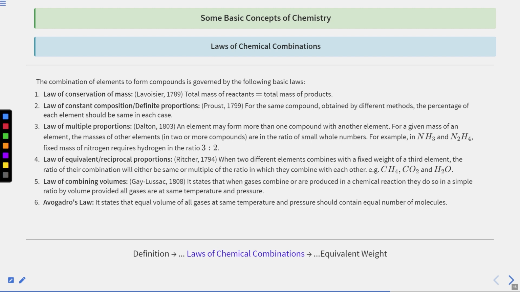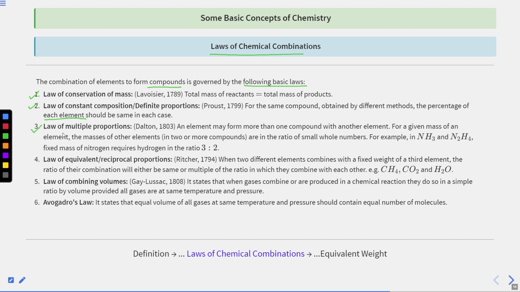Moving on to laws of chemical combination. The combination of elements to form compounds is governed by the following basic laws. First, law of conservation of mass, given by Lavoisier in 1789. Total mass of reactants will be equal to total mass of the products in a chemical reaction. That is known as the law of conservation of mass. Second, law of constant composition or definite proportions, given by Proust in 1799. For the same compound obtained by different methods, the percentage of each element should be the same in each case.